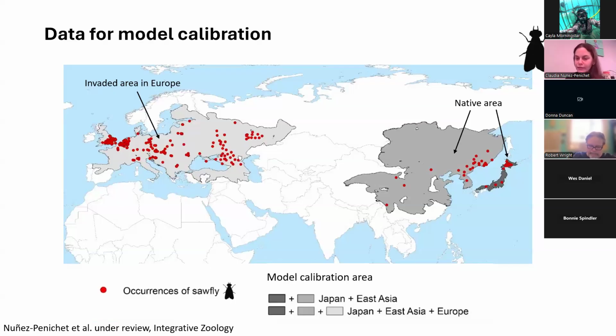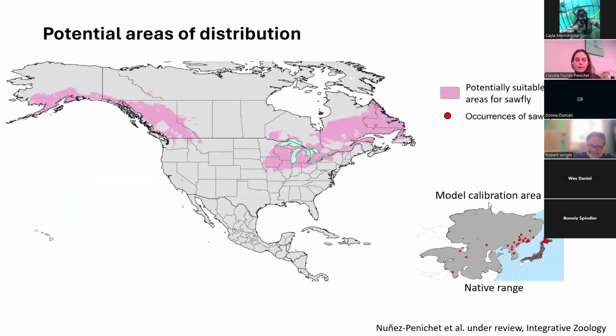I'm just going to make that note. So some of the results that we got, when we calibrated the model on the native range, represented here in the bottom right corner, this is the result that we got. Here in purple, I am representing the potential suitable area that we found for this species in North America.